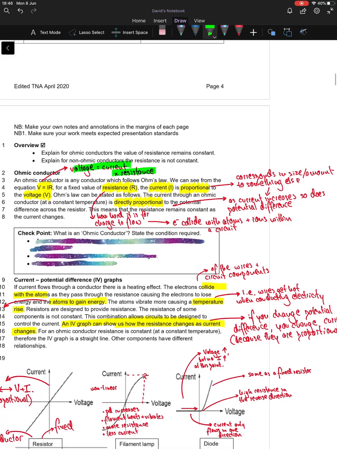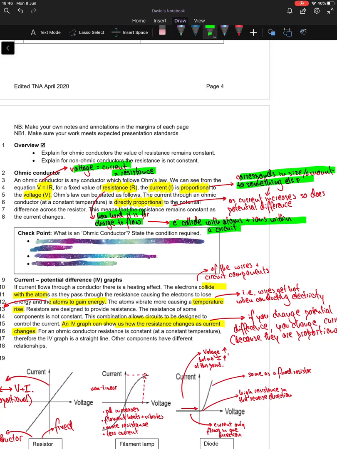So what we mean by that is, if it's proportional, it means it corresponds in size and amount to something else. So the current corresponds in size to the voltage. Now, if you remember, resistance from last lesson is how hard it is for the charge to flow around a circuit, because the electrons that are carrying the charge collide with atoms and ions within the circuit, within components, within the wires. Now, Ohm's law can be stated as follows.